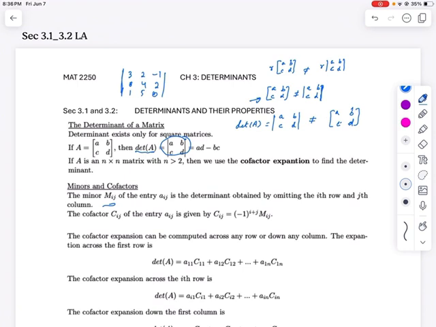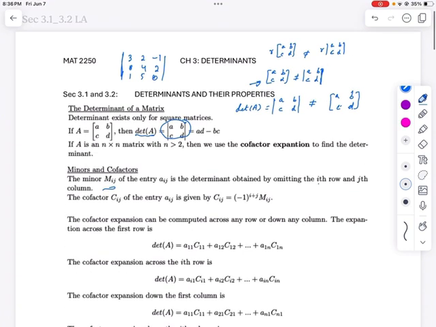What is a minor? It is a determinant which is obtained by omitting the ith row and the jth column. For every entry, as I said, there will be a minor. So if you are trying to calculate the minor for A22, whatever the size of the matrix, you have to omit the second row and the second column and write the rest of the entries.